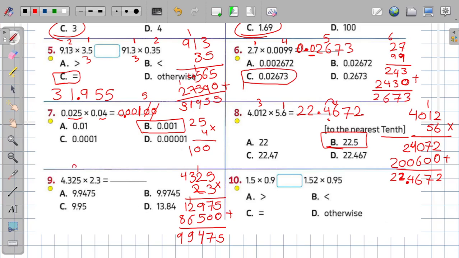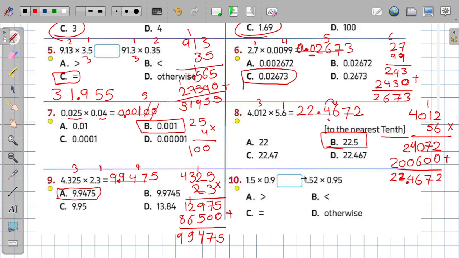Here I have 3 decimal places, and here I have 1 decimal place. So the result will have 4 decimal places. So I will write the same answer here, 9, 9, 4, 7, 5. And I will count 4 places, 1, 2, 3, 4, and I will put the decimal point right here. So the result will be choice number A, 9.9475.